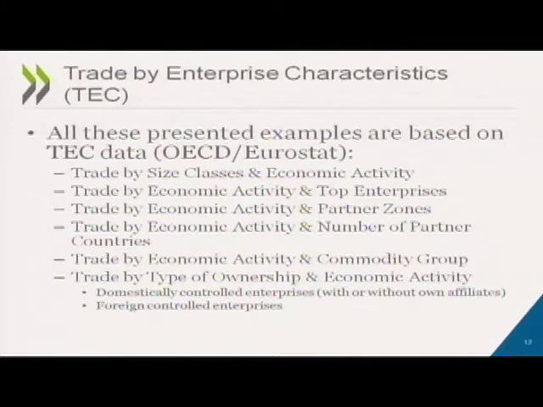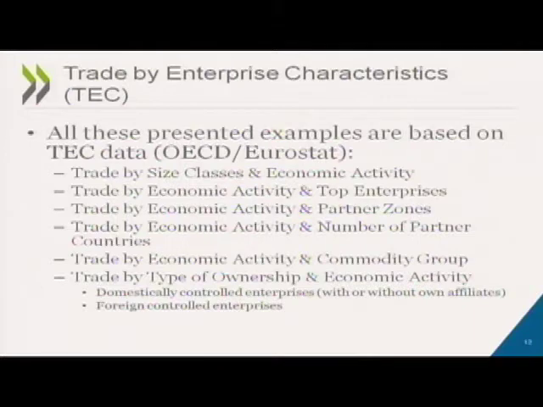And this is information that tries to break down trade flows, exports and imports by the types of firms that are actually engaged in these types of trade. What you see is in our database, and I have to say this list of tables is currently expanding all the time, we break down trade by size classes of firms, by economic activity or industry of firms. We make combinations to see what are the largest firms, how many partner zones. We see indeed many firms trade with only 1 or 2 other countries.